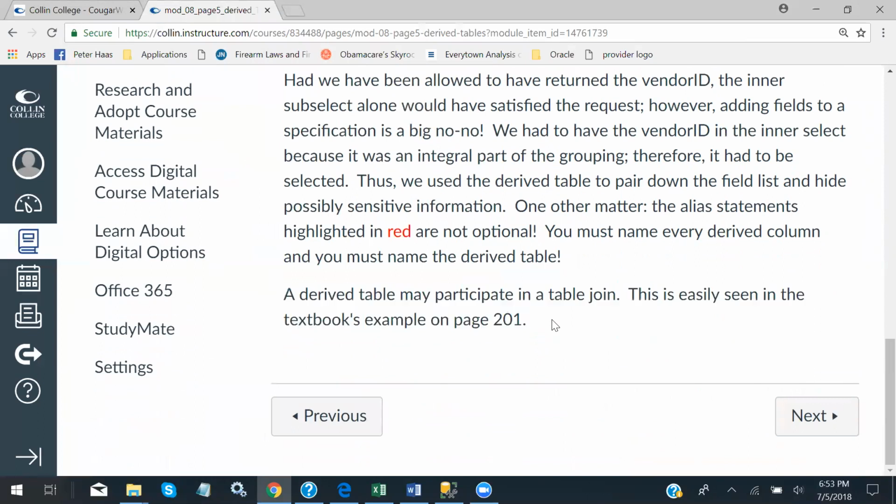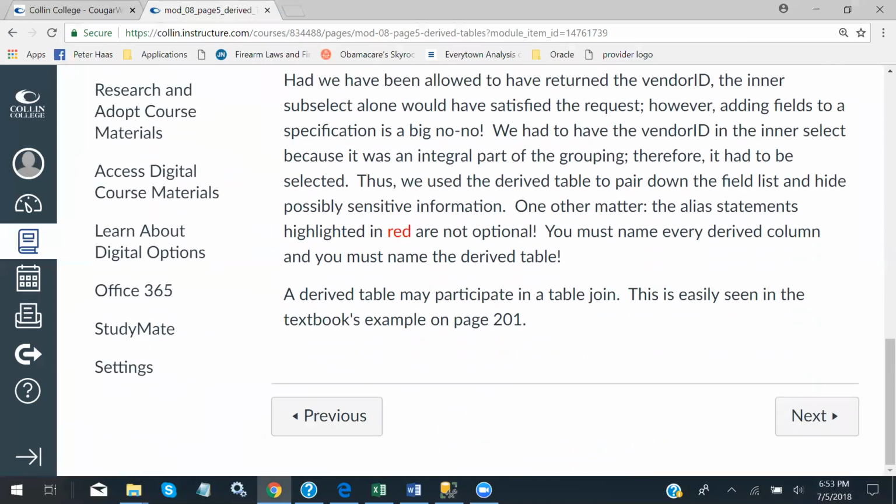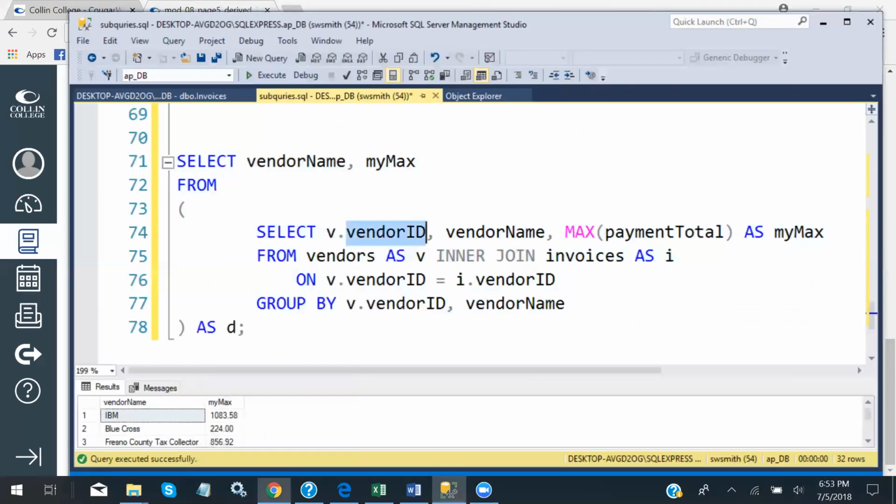A derived table may participate in a table join, so it would be perfectly possible to have from as D, and then it would be perfectly possible to go on and inner join some table.